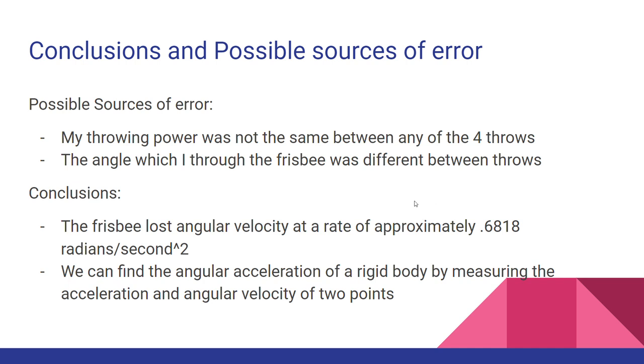So our final conclusions are that the Frisbee lost angular velocity at a rate of 0.6818 radians per second squared, and we can find the angular acceleration of a rigid body by measuring the acceleration and the angular velocity at 2 points. All right, thank you.